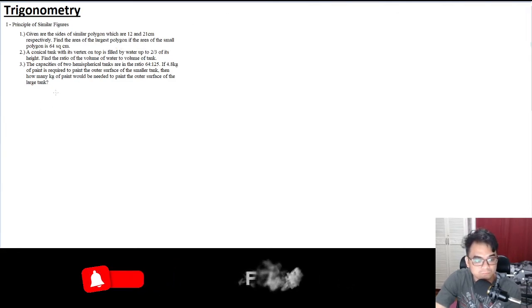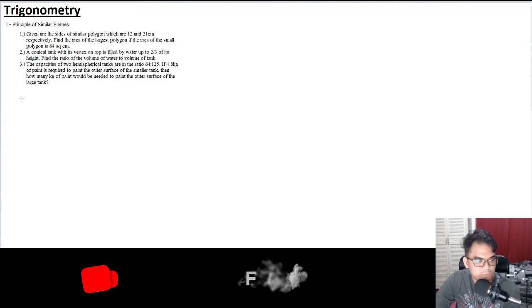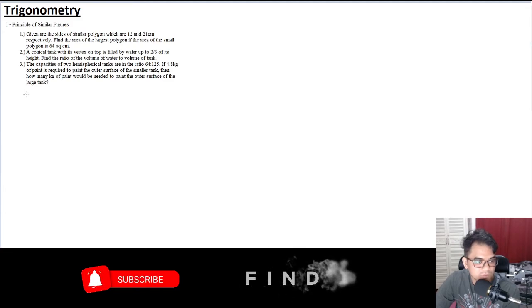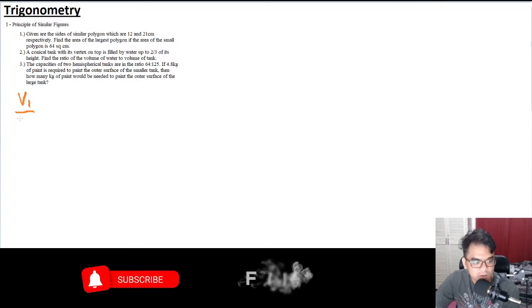Okay, so we have hemispherical tanks. It doesn't really matter what the shape is, because we will be using the principle of similar figures. If you say capacity, that will be the volume. Therefore, we already have a given here, which is V1 over V2 is equal to 64 over 125.